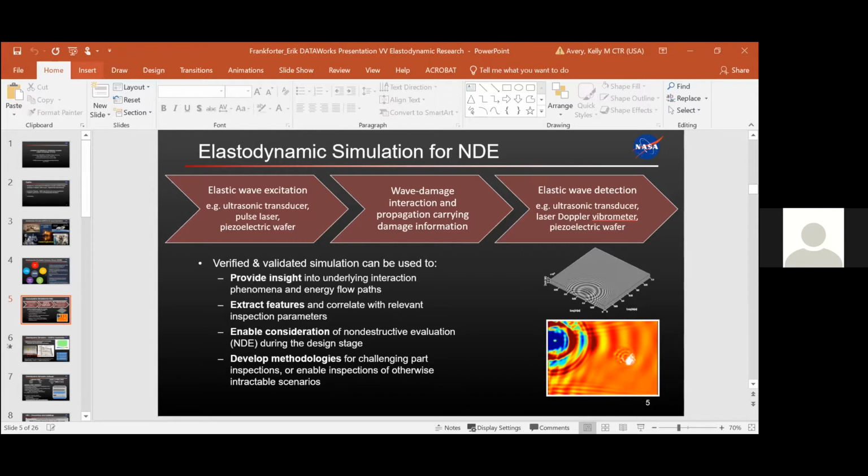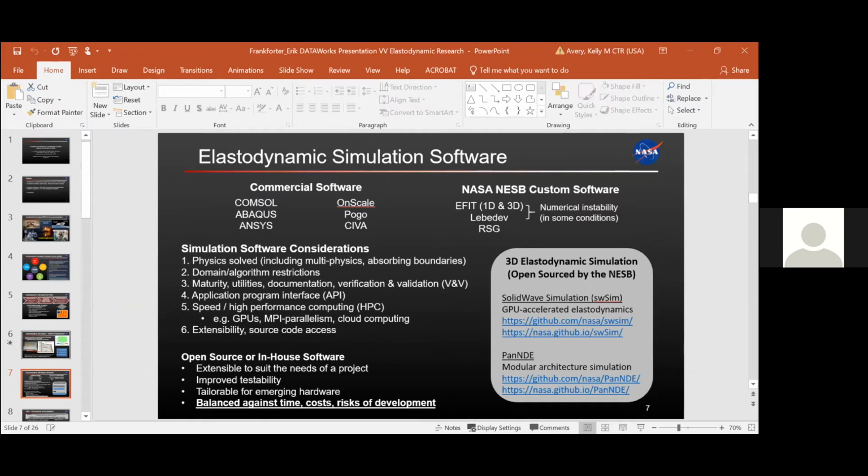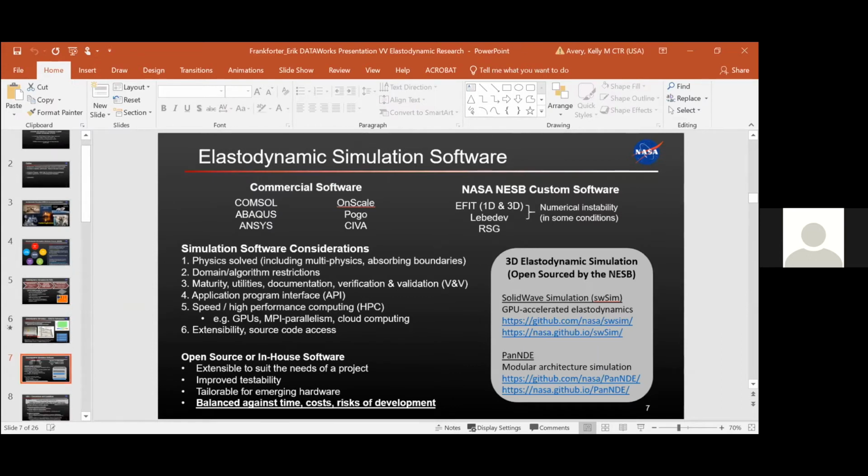So in this case, because of the time considerations, let's actually skip ahead to slide 7. Thank you. Okay, on slide 7.